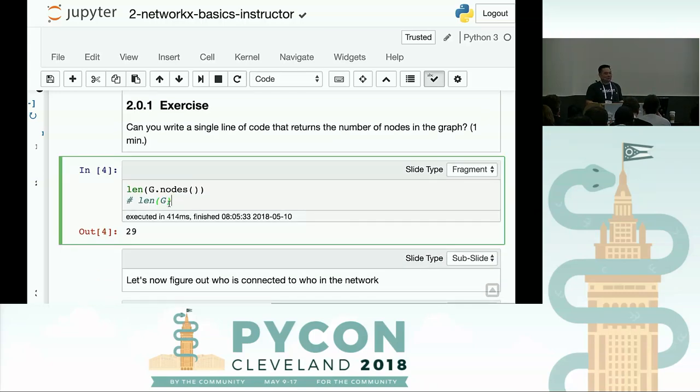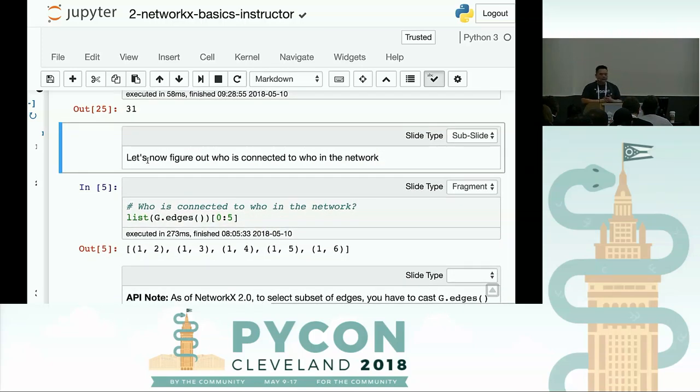So did you get the number 29? For those of you who didn't get it, it's len of g.nodes. So g.nodes itself, even though it's a view, does have a len property, so you can get the number of nodes. There is an alternative, which is to use len of g. Oh, sorry, it's 31 because I ran the whole notebook and I've mutated the graph at the end. So there are 2 nodes added at the end. If you do len of g right now, you should get 29. OK? Great.